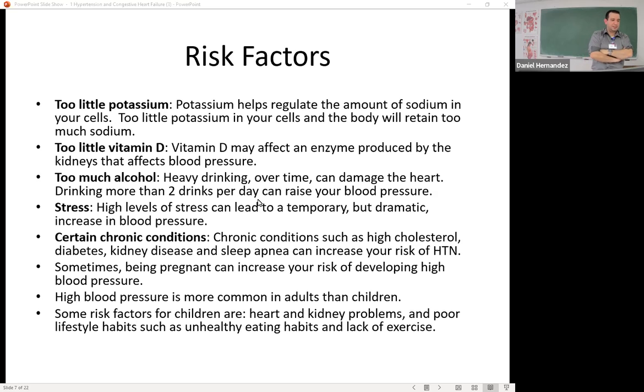If you've already started your life with hypertension and poor eating habits and poor lifestyle habits, it's hard to break those habits when you're young. As you age, I'm sorry.